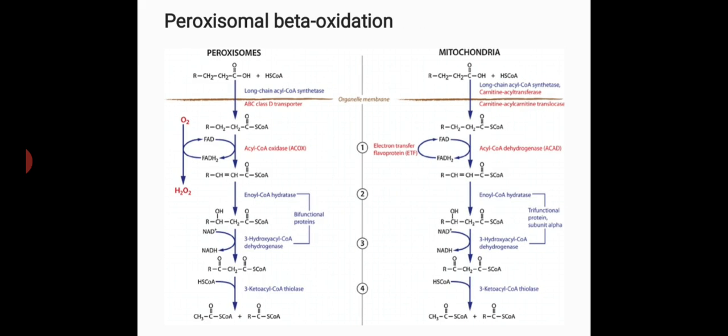Beta oxidation also occurs in peroxisomes apart from mitochondria in animals, and in plants and most fungi it occurs only in the peroxisomes. Peroxisomal beta oxidation is similar to but not identical with the mitochondrial beta oxidation. Enzymes are different, but the chemical transformations of the fatty acids are the same in both.